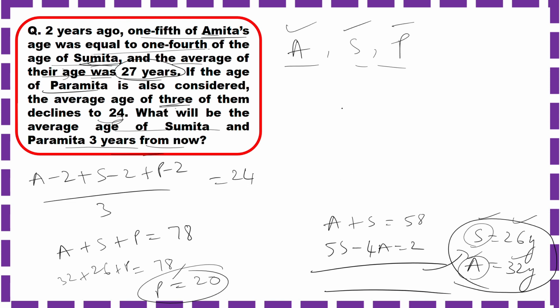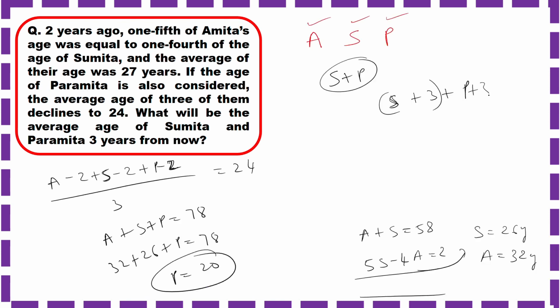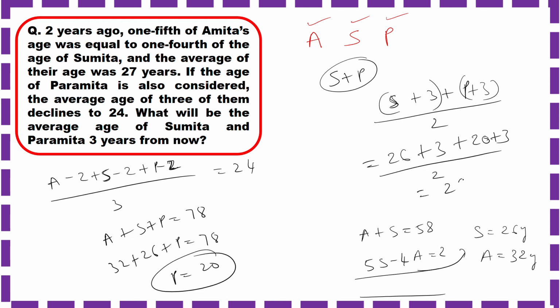So the average age of Sumita and Parmita 3 years from now is S plus 3, because 3 years from the current age, plus P plus 3, divided by 2. So this will be equal to 26 plus 3 plus 20 plus 3, by 2. So this will be equal to 26 years. This is the average age of Sumita and Parmita 3 years from now.